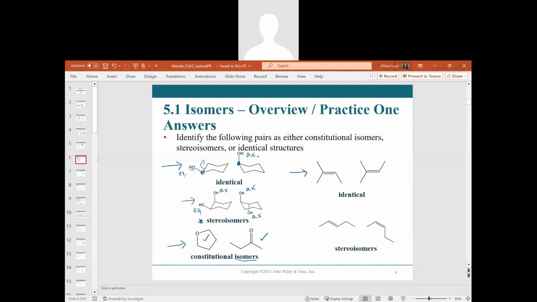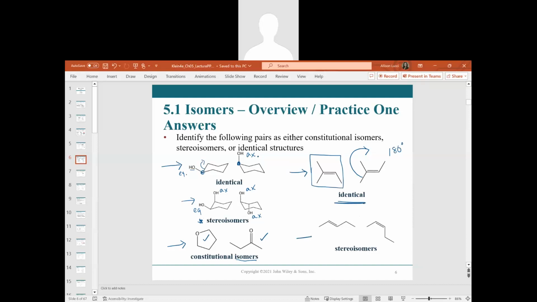Now this top set of molecules here, we see that if we were to rotate one around, we would end up with the same structure. So this original structure would be regained if we were to give this a 180-degree rotation. So these would be identical compounds.